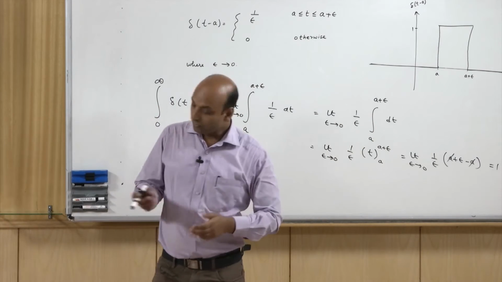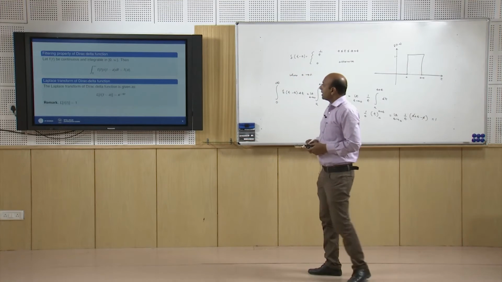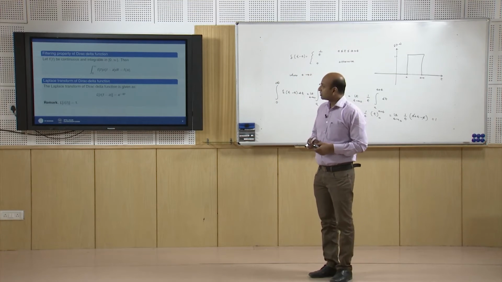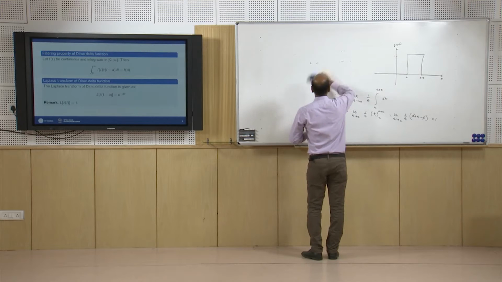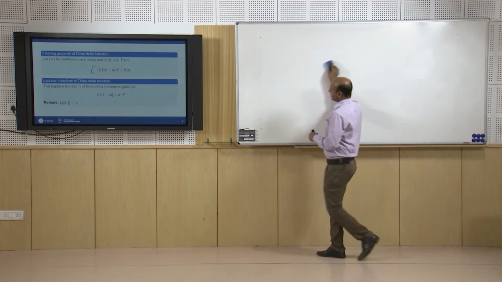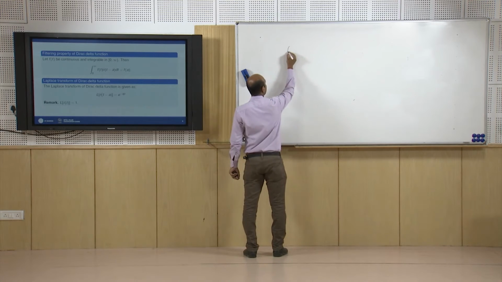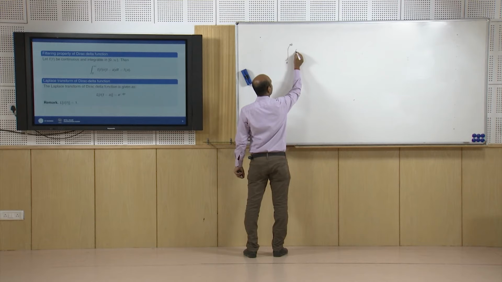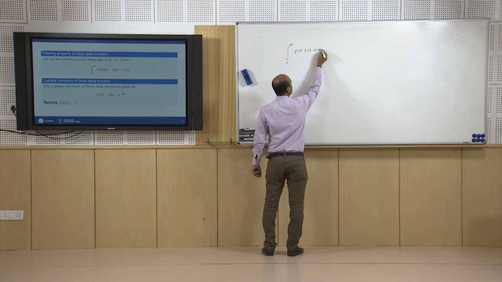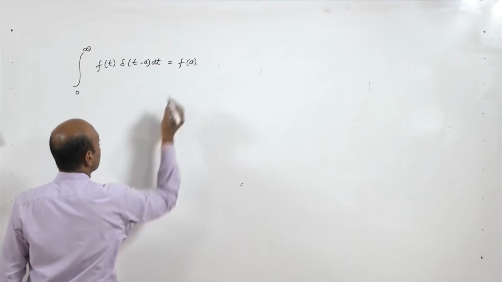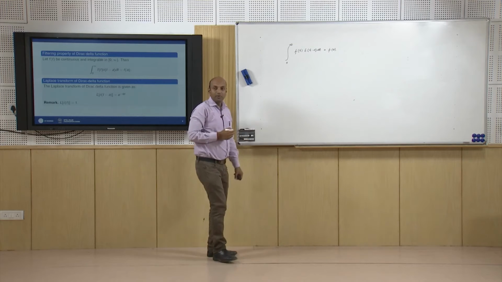The next property we call the filtering property of the Dirac delta function. It states that if f(t) is continuous and integrable in 0 to infinity, then this integral is always equal to f(a). This also we can prove easily. Let us try to prove this result. The property is that the integral from 0 to infinity of f(t) times Dirac delta of t minus a dt is nothing but f(a). This property we call the filtering property of the Dirac delta function.